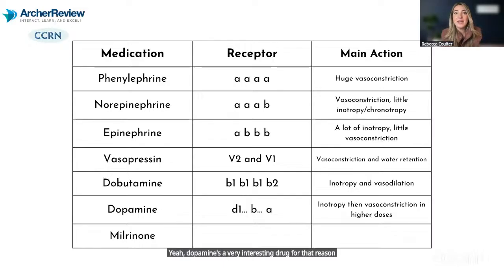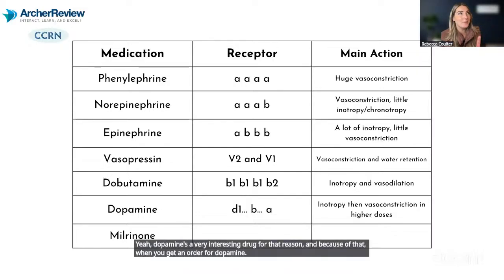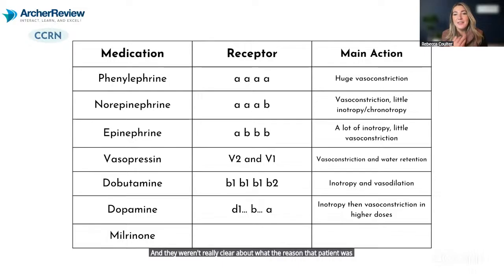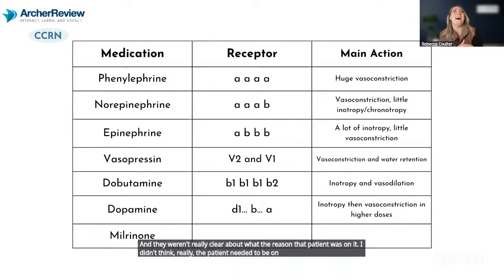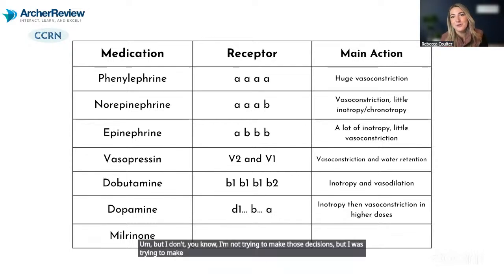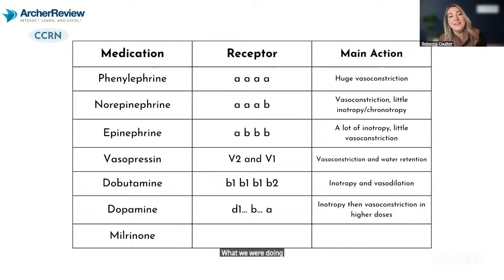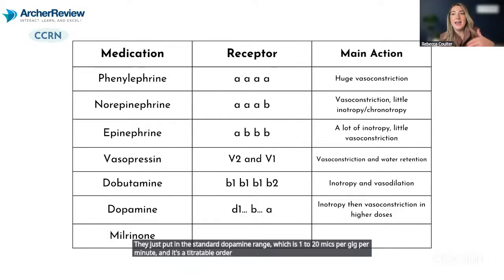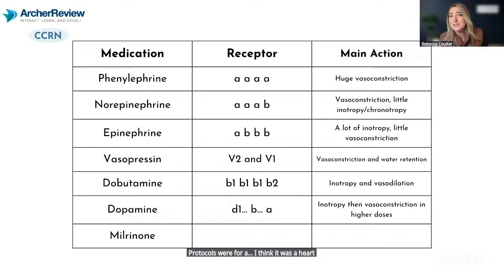Because of that, when you get an order for dopamine, I've had this happen before where somebody put in an order for dopamine and they weren't really clear about the reason that patient was on it. I didn't think the patient really needed to be on it, but I'm not trying to make those decisions, I was just trying to make sense of what we were doing. The provider just put in the standard dopamine range, which is 1 to 20 mics per kg per minute, and it's a titratable order. And the titration protocols were for, I think, heart rate, which I also didn't totally understand.